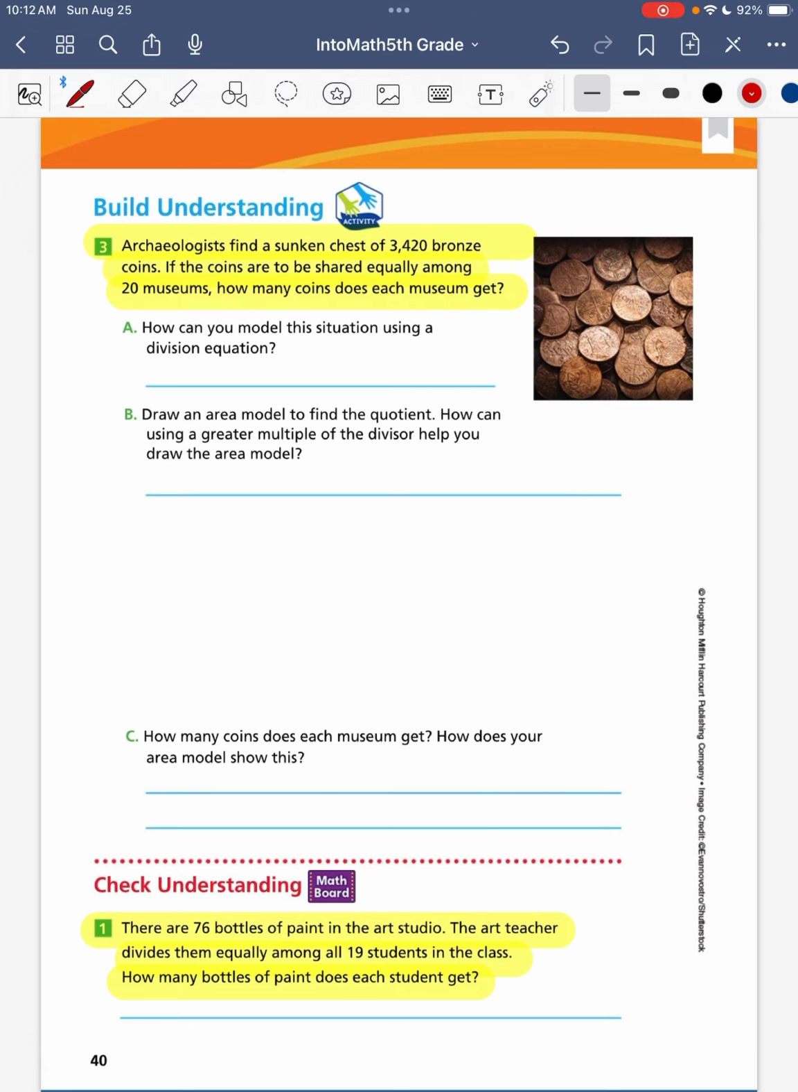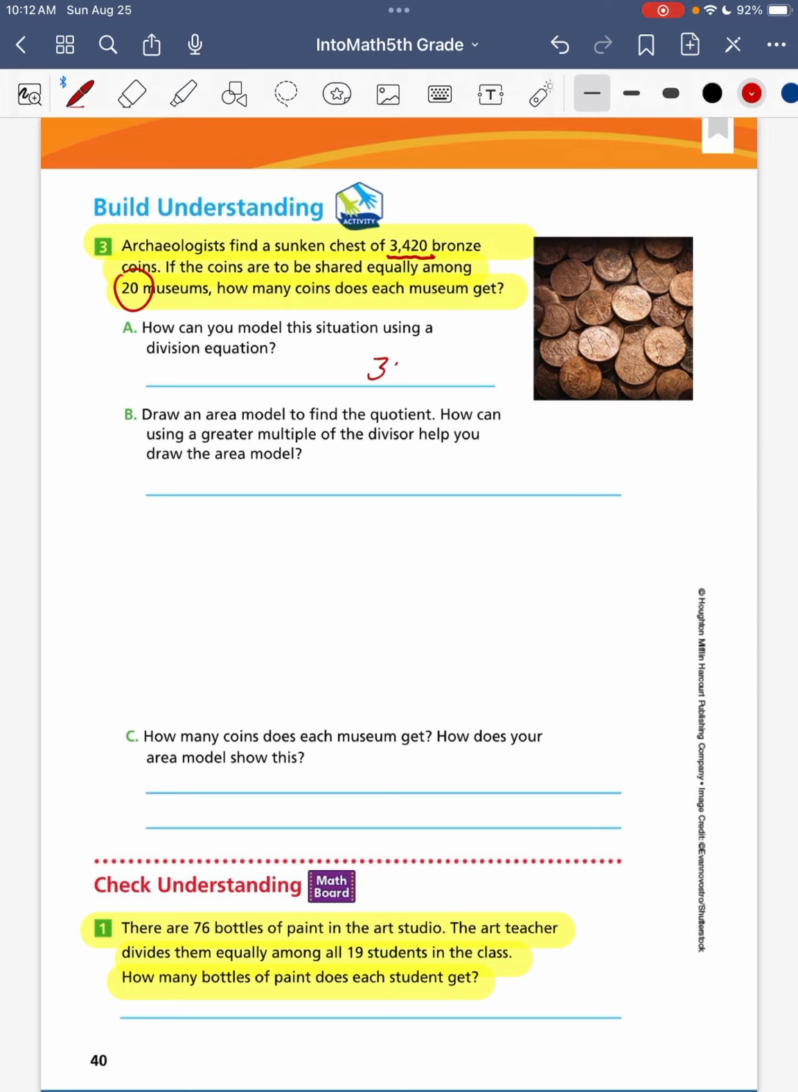All right, our last build for understanding question. Archaeologists find a sunken chest of 3,420 bronze coins. If the coins are to be shared equally amongst 20 museums, how many coins does each museum get? How can we model this using a division equation?